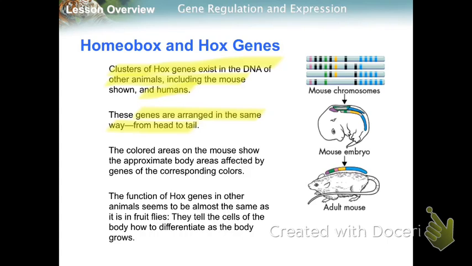See this with the mouse embryo right here to the right. Approximate body areas affected by genes of the corresponding colors. So, purple is here. That's the top of the spinal cord, the base of the brain. Green is spinal cord area. Yellow is on down farther, and blue is even farther down. So Hox genes tell the cells of the body how to differentiate as the body grows.